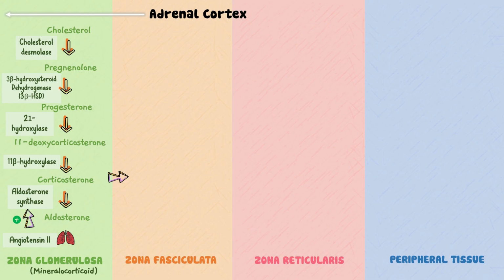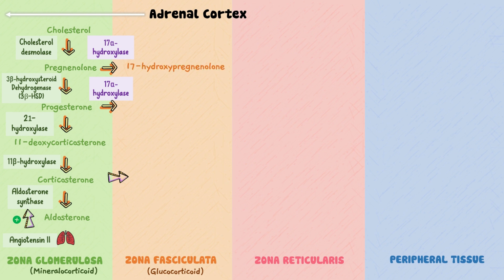Now that you know how aldosterone is produced from pregnenolone, how does it serve as a precursor for glucocorticoids? Well, pregnenolone and progesterone from zona glomerulosa enter into the middle layer, zona fasciculata. Here, we have an enzyme 17-alpha-hydroxylase that turns pregnenolone into 17-alpha-hydroxypregnenolone and turns progesterone into 17-alpha-hydroxyprogesterone.